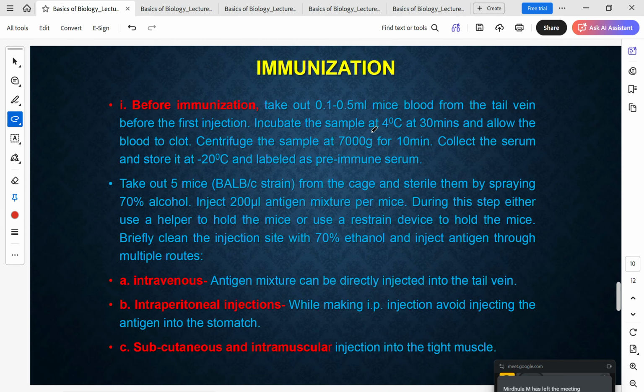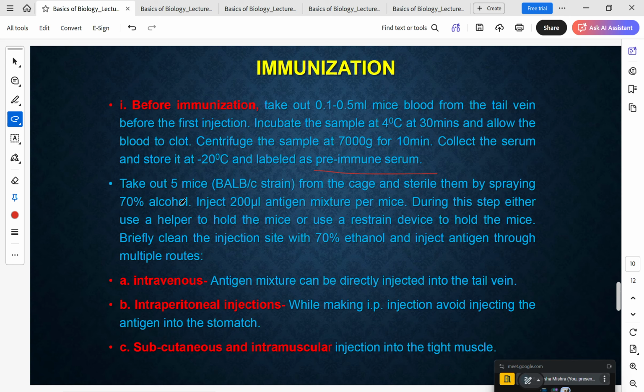Afterwards, for the initial prep of the animal, you need to take out some blood from the animal so that you have a control sample, in case you want to test out whether the antigen has reacted in the system or not, and this is labeled as the pre-immune serum. So this blood ideally should not have any antibody against the antigen you are generating the antibody for.